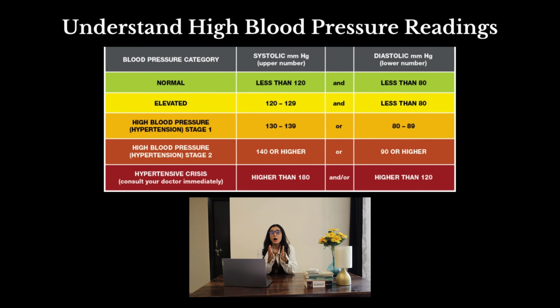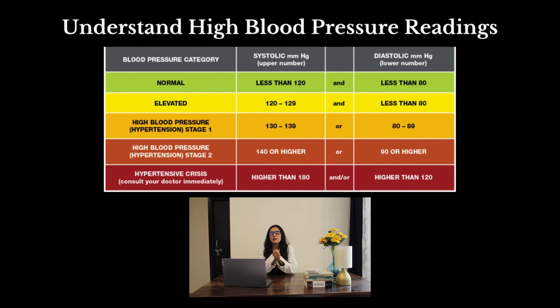Now let's see how to understand the high blood pressure readings. In a blood pressure reading, there are two things, systolic pressure and diastolic pressure. So systolic pressure is the top number and it indicates the pressure in your arteries when your heart beats and pumps out the blood. And diastolic pressure is the bottom number and it is the reading of the pressure in your arteries between beats of your heart. So both numbers are important to monitor and keep in control.